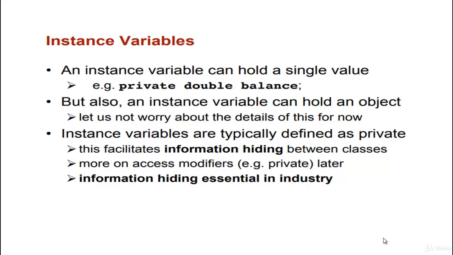Instance variables. An instance variable can hold a single value. For example, private double balance. And also an instance variable can hold an object. We will not worry about the details of this for now. Instance variables are typically defined as private. This facilitates information hiding between classes.